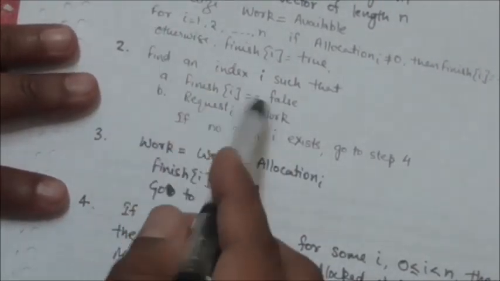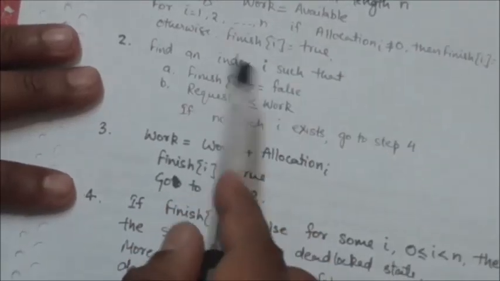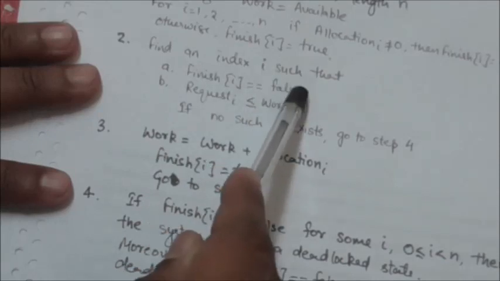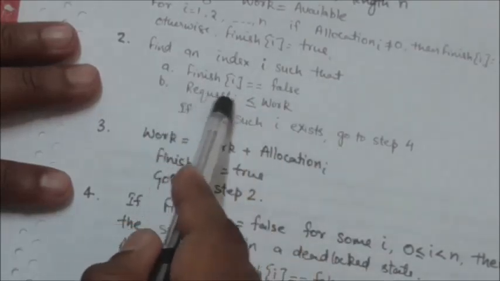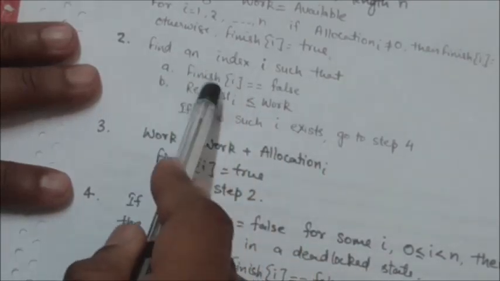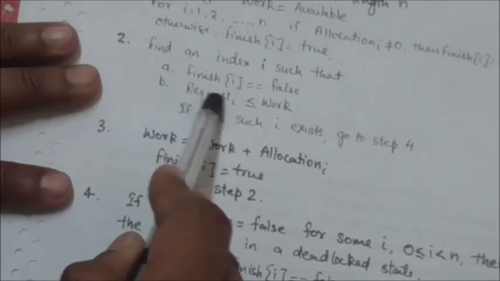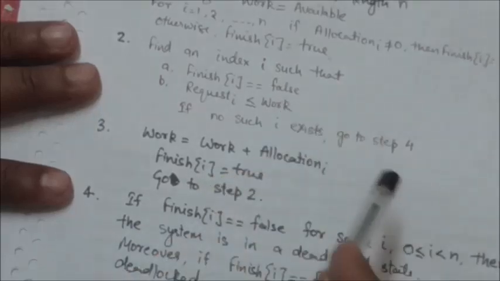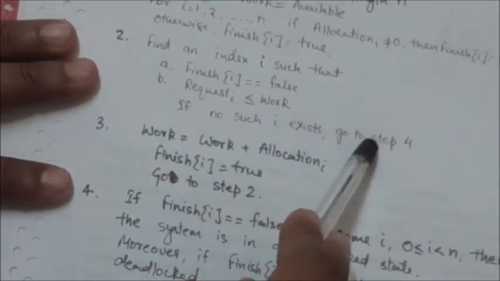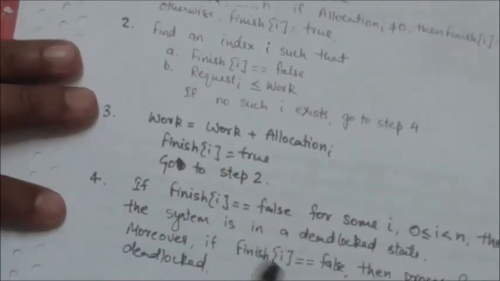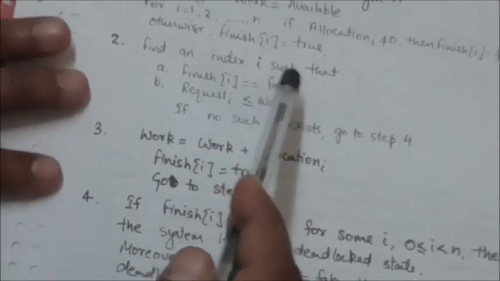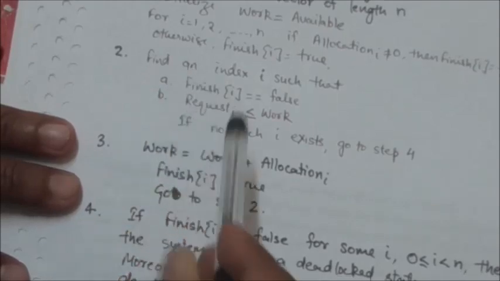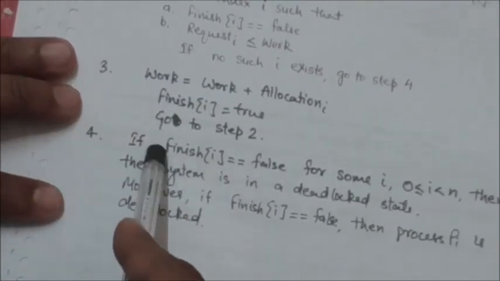In the second step, we have to find an index I such that the value stored at index I in vector Finish is false, and the ith row of the Request matrix, which specifies the request of process Pi, is less than or equal to Work. If no such I exists, then we will go to step 4.